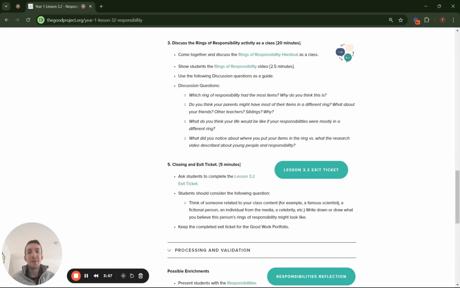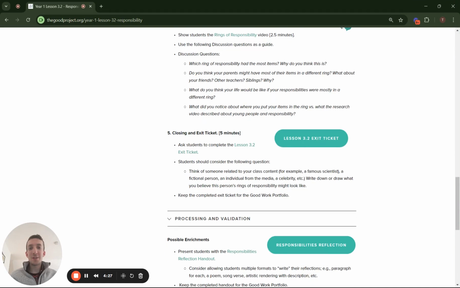So maybe something that often comes up is like a responsibility to a friend versus a responsibility to oneself, or a responsibility to yourself as a student versus a responsibility to being a community member, maybe with a competing issue that you would be dealing with. So try to get students to be thinking about those tensions as they look at their Rings of Responsibility framework.